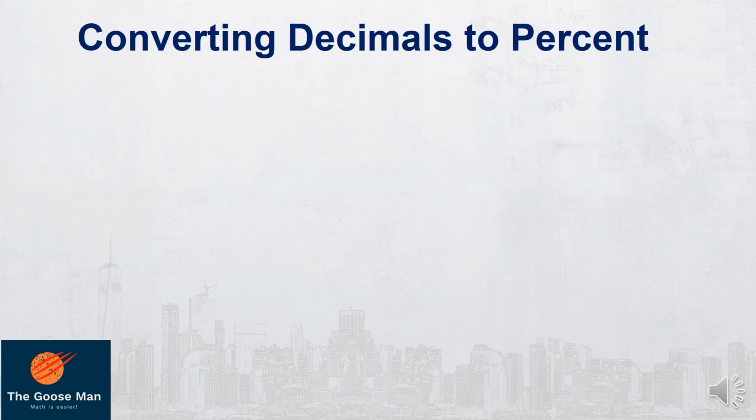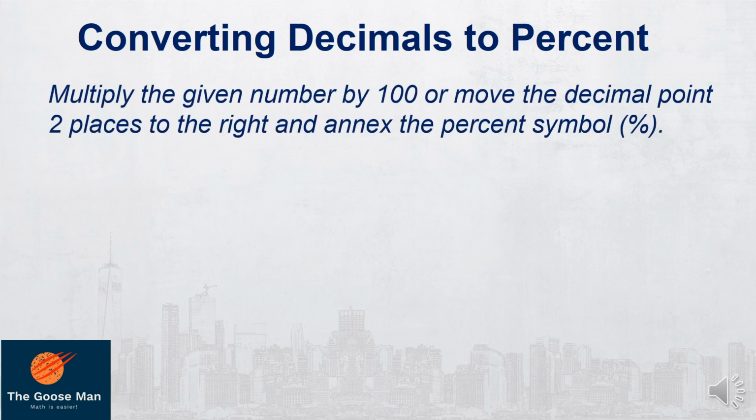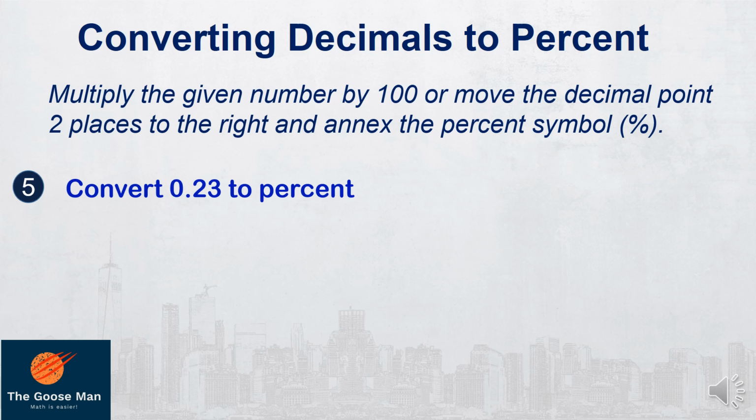Let's move on now to converting decimals to percent. So again, multiply the given number by 100 or move the decimal point 2 places to the right and annex the percent symbol. So let's have example. So convert 0.23 to percent.